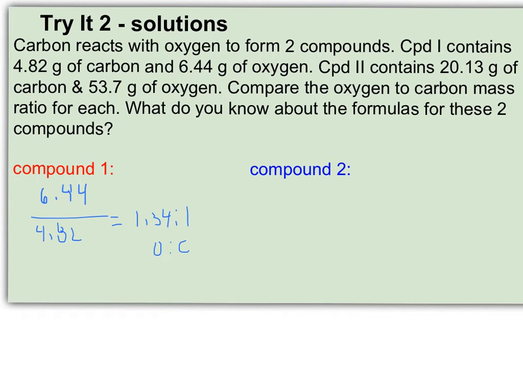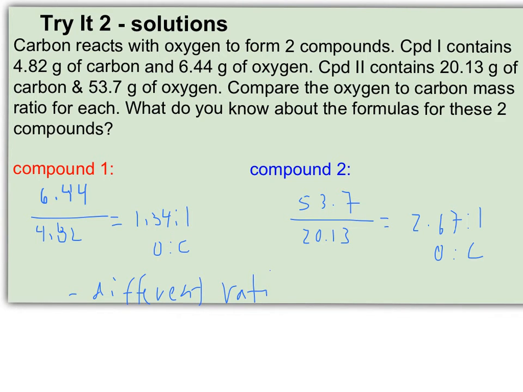And then compound 2 has 53.7 grams of oxygen and 20.13 grams of carbon, and this gives me a ratio of 2.67 to 1 oxygen to carbon. And again, it's important that I compare it the same way, oxygen to carbon each time. So what does this tell me about my two compounds? Well, the first thing it tells me is they're not the same compound. These are definitely different compounds because they have different ratios.